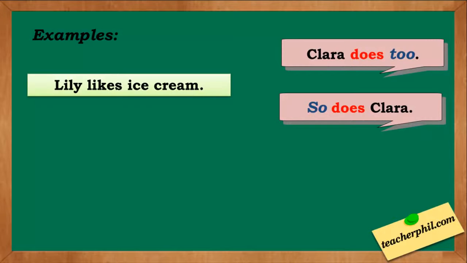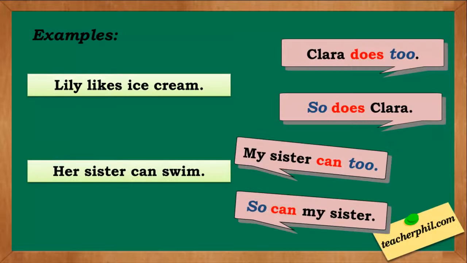Let's try to look at some of the examples one more time. Lily likes ice cream. Clara does too. Or, so does Clara. Her sister can swim. My sister can too. Or, so can my sister. Look at the word order. Too comes at the end of the sentence, while so at the beginning.